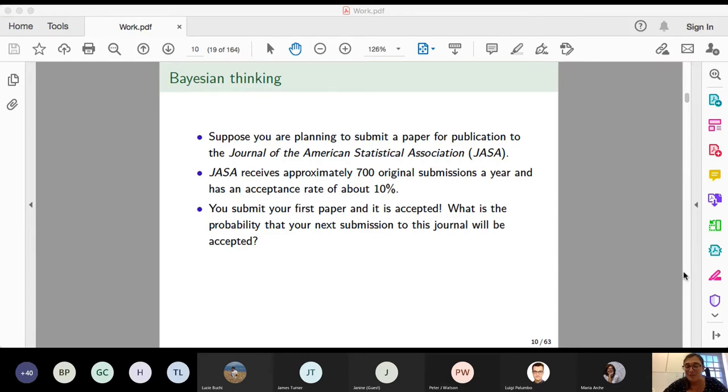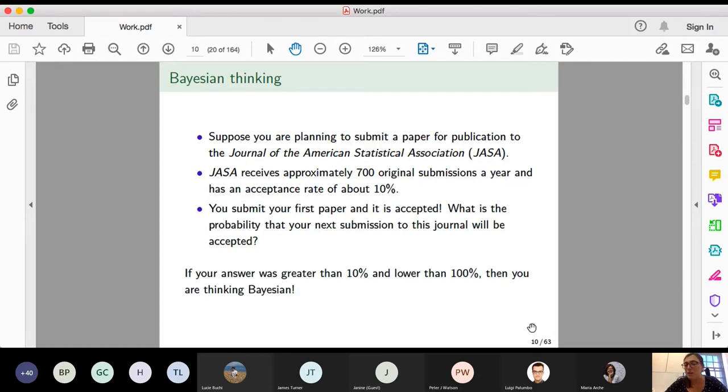Well, I was expecting to see more people saying greater than 10%, because 10% is the average of everyone who has submitted, right? But now your very first paper has been accepted, and that gives us some extra information. It could mean you were lucky, or maybe it says something about the quality of your research, and then you could be more optimistic the next time you submit, right? So going back to my slides, if your answer was anything between 10% and 100%, then you were thinking Bayesian, because you were updating the information that we have.